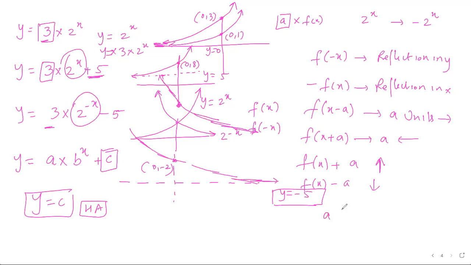And then you have a f of x, which is referred to as a vertical stretch factor. So vertical stretch factor by a, or you can also refer to it as vertical dilation by a. Dilation also means stretch. So this is the graphical presentation of exponential form. I am hoping that it is clear now.